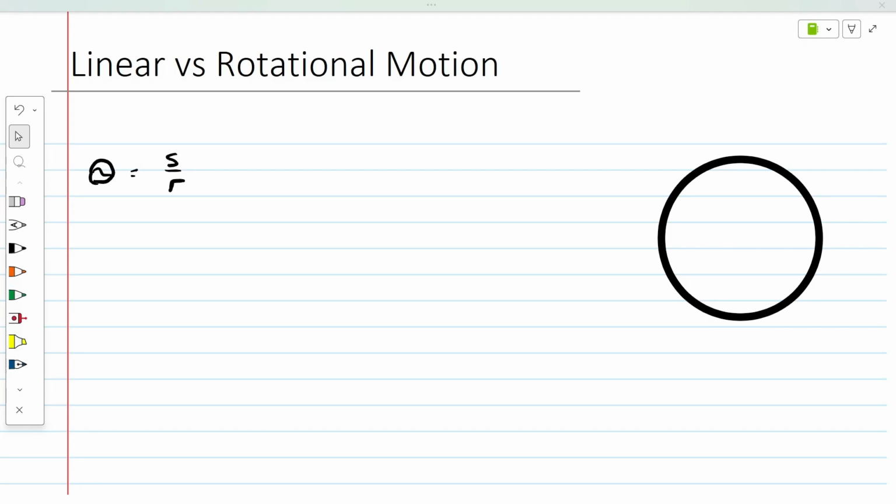Hello everyone, in this video we're going to relate linear versus rotational motion. And we're going to relate all these different variables of tangential velocity, acceleration, distance to its rotational form. And we're going to see how we do that. So let's start with this very simple equation. This is where we're going to build all the other equations off of.